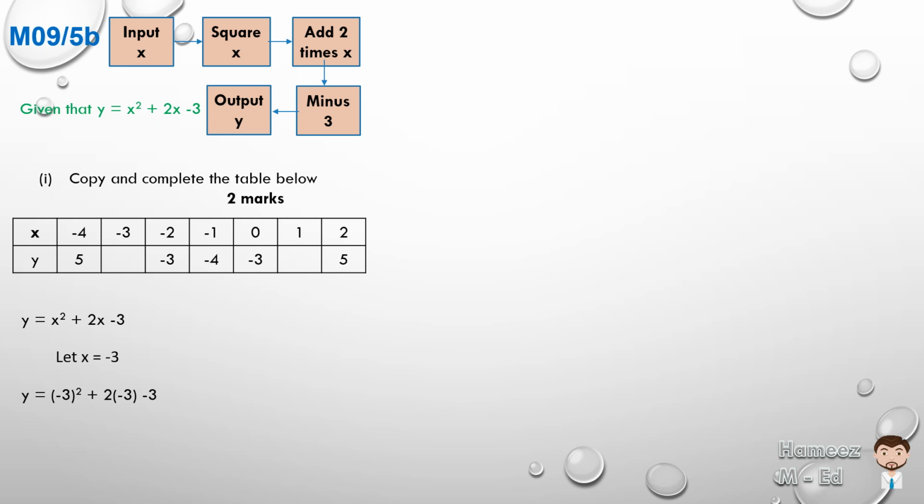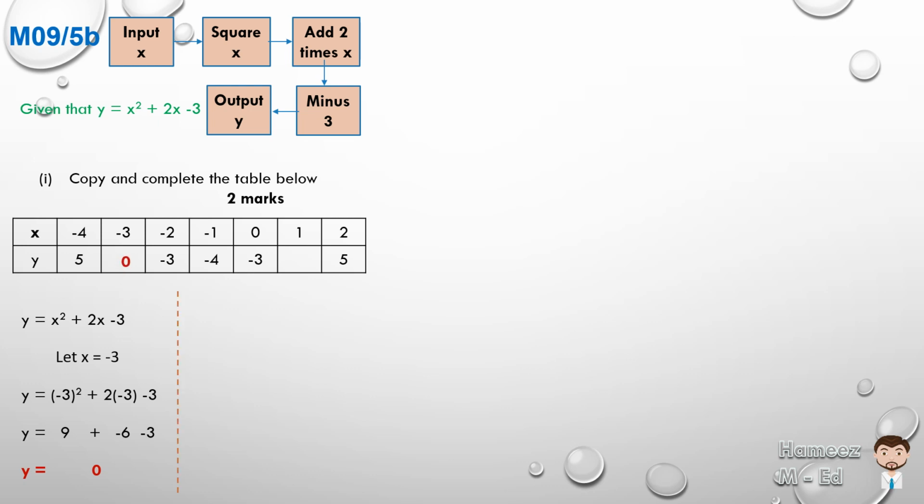Minus 3 squared, as we did before, was 9. 3 3s are 9. Minus and a minus, same signs, will be a plus. So 9, and 2 times minus 3 is minus 6, minus 3. 9 plus minus 6, that is 3. 9 take away 6 is 3. 3 take away 3 is 0. As such, when x is minus 3, y is 0.